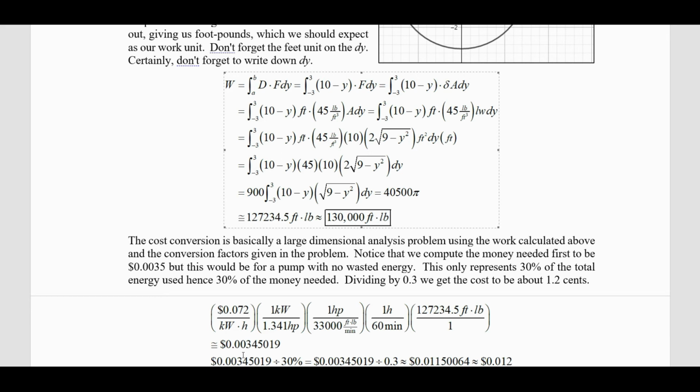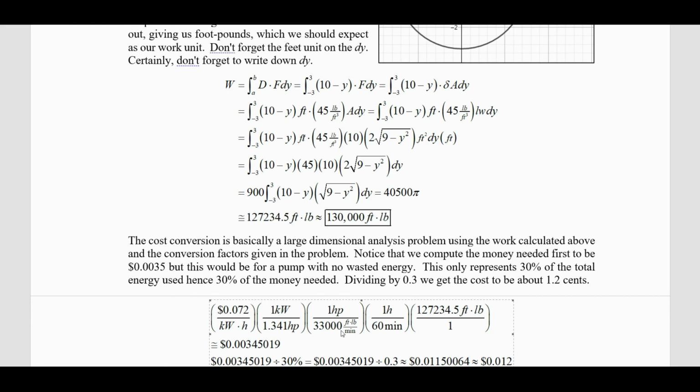So let's see what's left here. And then we have this many foot-pounds from what we just did. So should everything cancel out except for dollars? Let's just check and see. Hours cancel here and here. The minutes cancel here and here. Foot-pounds there cancel the foot-pounds there. Horsepower cancels here and here. Kilowatts cancel here and here. The only thing left is dollars. So we've got our right conversion.